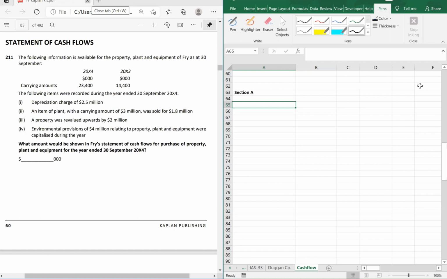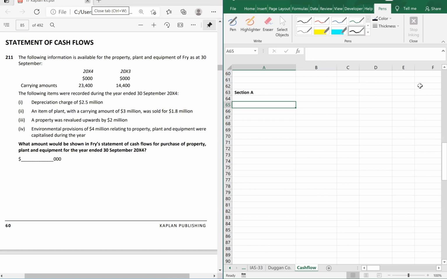Now, the first question that you have says the following information is available for property, plant, and equipment of Fry as at 30th September. You have carrying amounts 23,400 and 14,400. 23,400 is the current year, 14,400 is the last year. Following items were recorded during the year ended 30th September 2024.